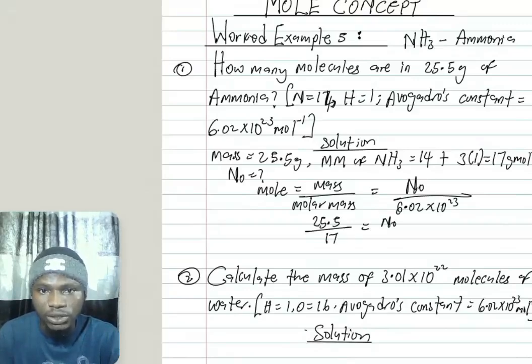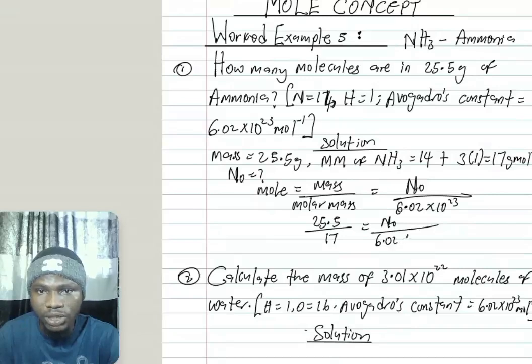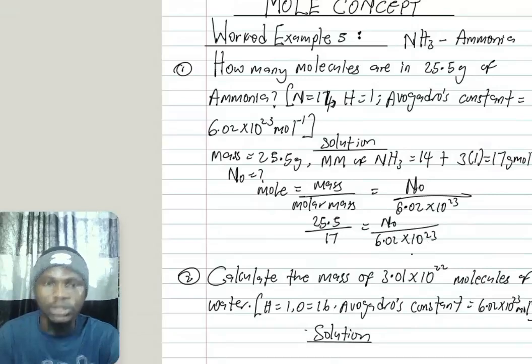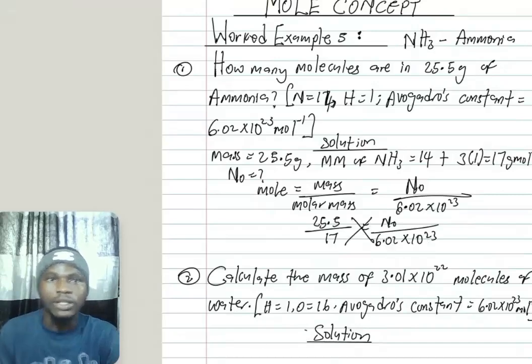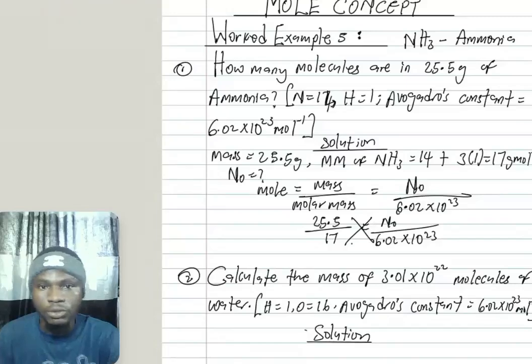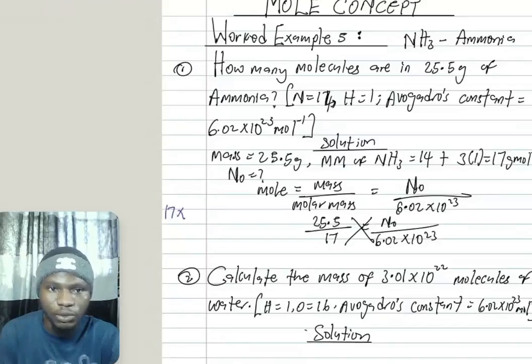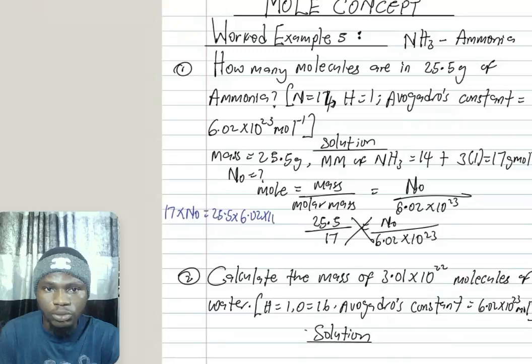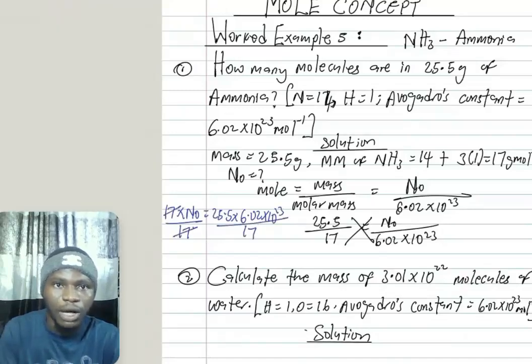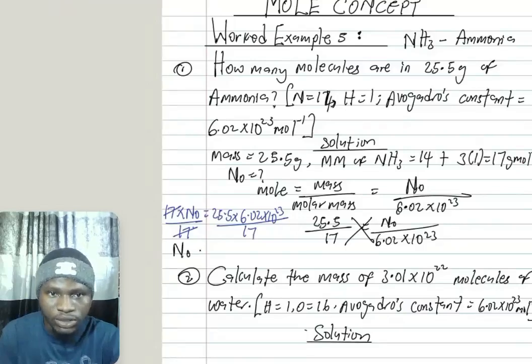We don't know n naught divided by 6.02 times 10 to the power of what? 23. All together. So from here we cross multiply. Now when we cross multiply, what do we have? This multiply, they have 17 times n naught equal 25.5 times 6.02 times 10 to the power of 23. Now from here, I'm looking for n naught. I'll divide both sides by 17. This will cancel this. Therefore, I'll be saying n naught equal the whole of this.